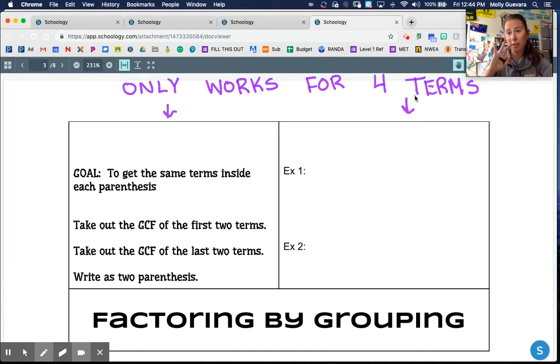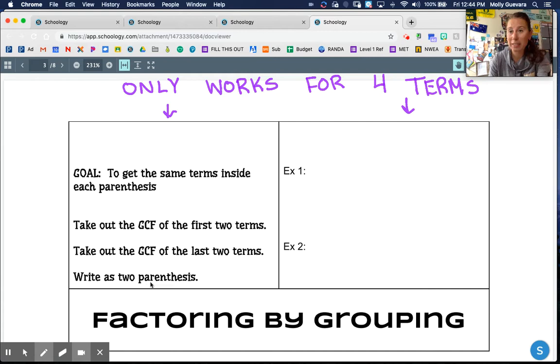So if I have 3 terms, I can't factor by grouping. If I have 2 terms, I can't factor by grouping. If I have 5 terms, I can't factor by grouping, okay? So the goal here when we're factoring by grouping is to get the same terms inside each parenthesis that I have. And so the method is, step 1 is to take out the greatest common factor of the first 2 terms, and then to take out the greatest common factor of the last 2 terms, and then we're going to write this as 2 parentheses.